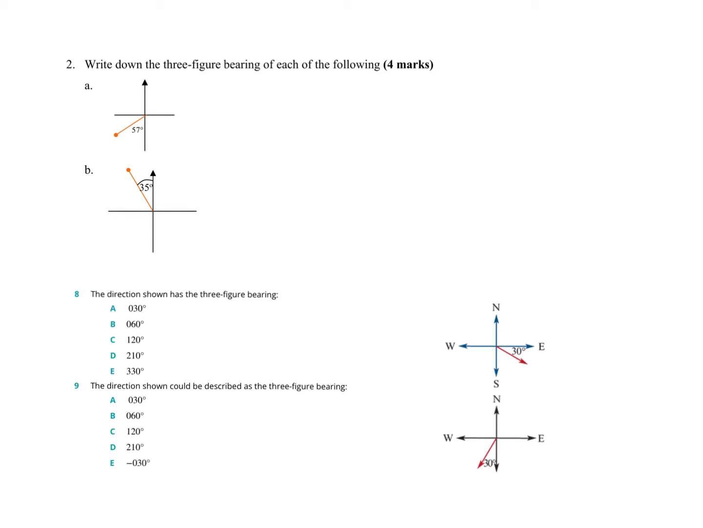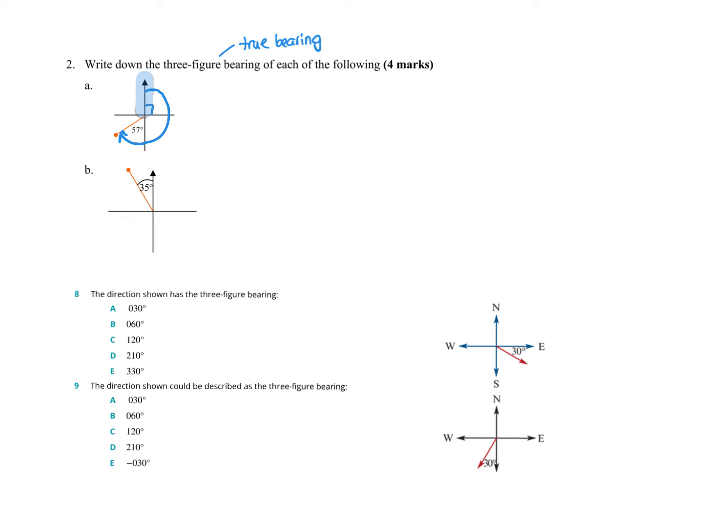Okay, so with the bearings, we're only doing 3-figure bearings, and sometimes they call it true bearing, so the same thing, true bearing. And it means you always have to start from the north line. So you start from this north line and you go clockwise until you hit the line that you're talking about. So if you go around all the way around to here.